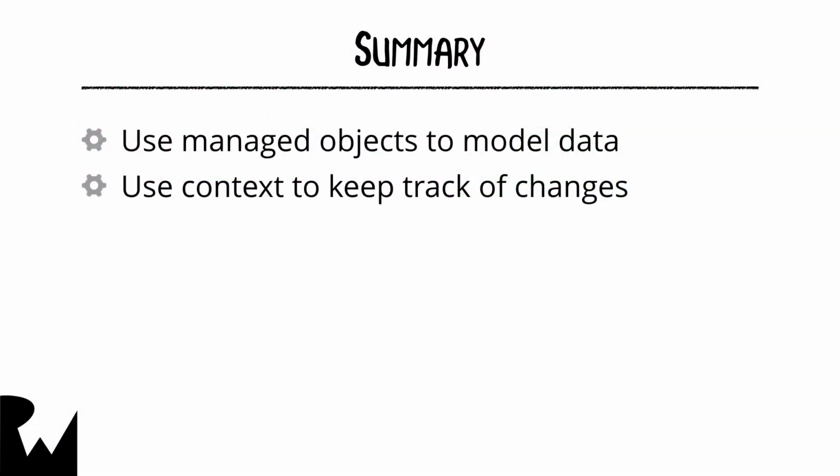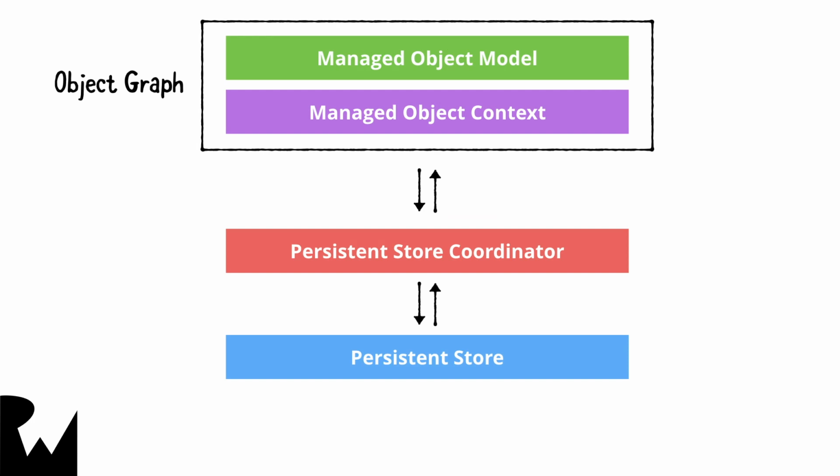So far, you know that Core Data represents models using entities as managed object models, and that it creates these inside of a managed object context to create the object graph. As the graph is modified, the context keeps track of these changes. But what does it do with those changes? That's where the next part of the stack comes in, the persistent store coordinator.